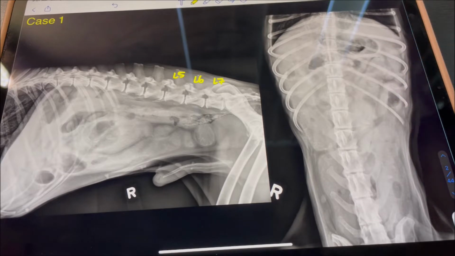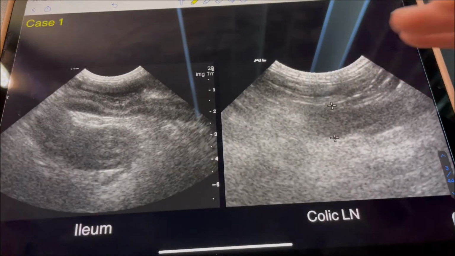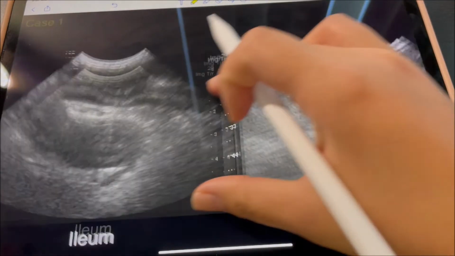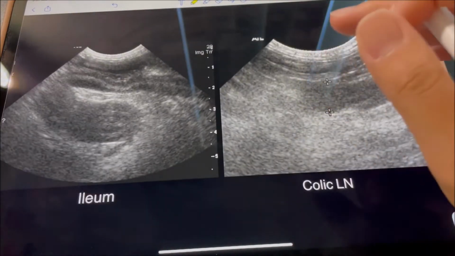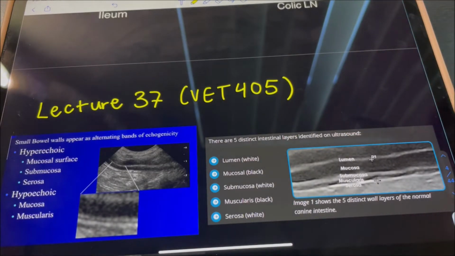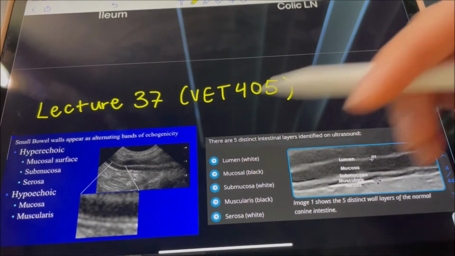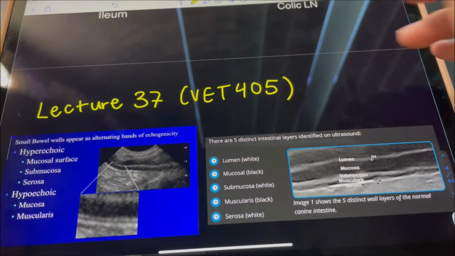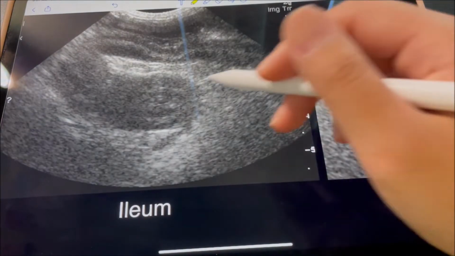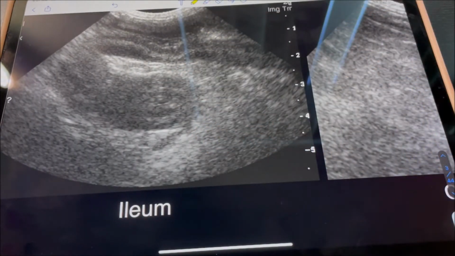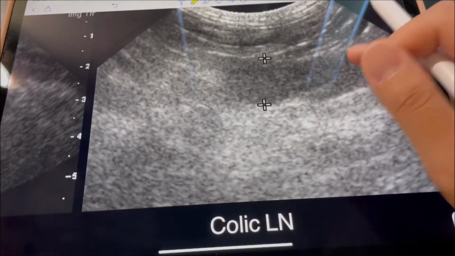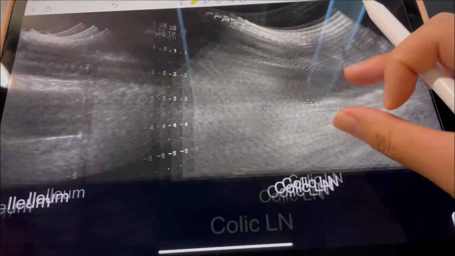And anytime we suspect neoplasia after taking RADS, we take an ultrasound of the lymph nodes. But first, let's look at the ultrasound of the ileum. Recall in GI block that we learned that the intestine is 5 layers of alternating echogenicity called mural architecture. But if we look at this loop of ileum in the patient, it looks very thickened and has lost a lot of its layering. Now let's look at the ultrasound of the lymph node.